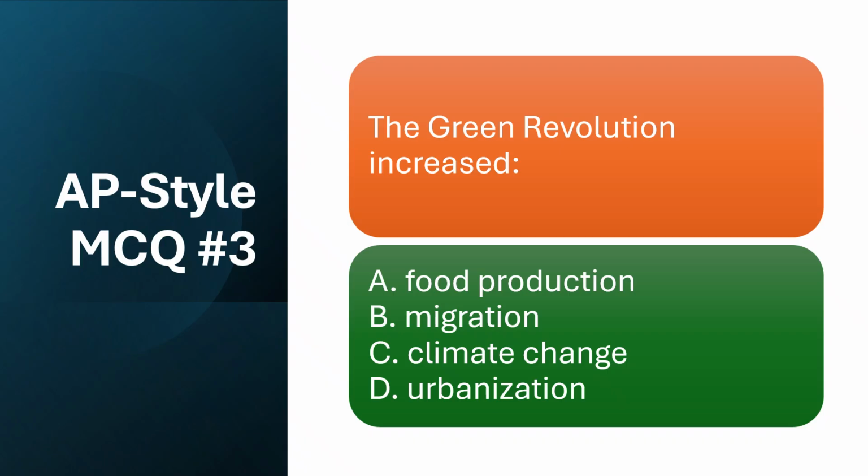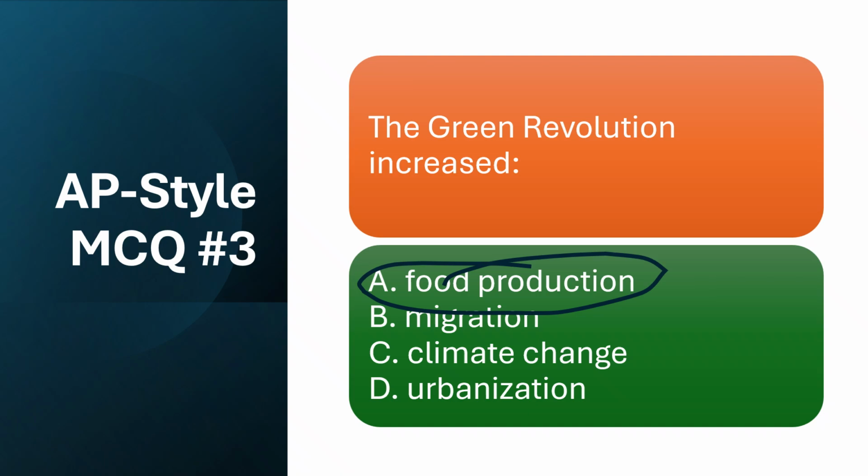Question number 3. The Green Revolution increased A, food production, B, migration, C, climate change, or D, urbanization. You got 10 seconds to make your choice. If you chose A, food production, absolutely correct.